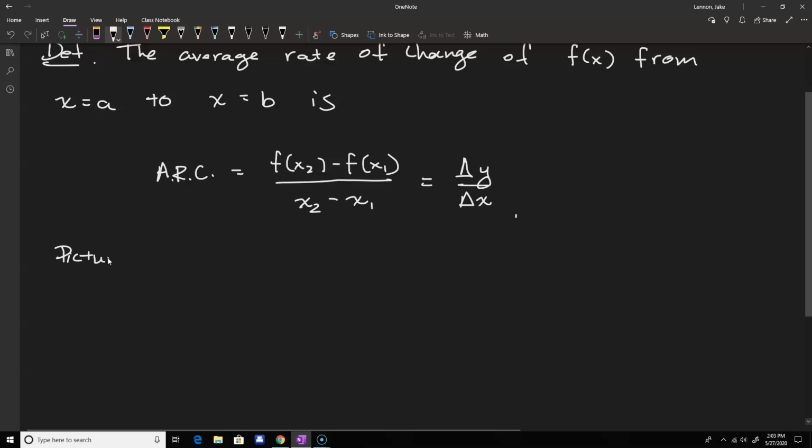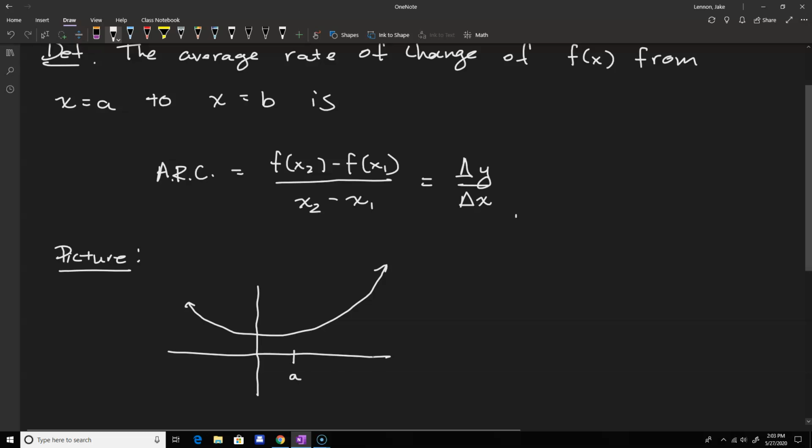I'll just do a general picture of maybe something that looks like a parabola. You might have something like this. This is your function. And you've got your two values. Let's say a is right here and maybe b is here. So you find your points. So these points would correspond to y values over here, your f of a and your f of b. Sorry, I said a and b and I wrote x1 and x2. So let me be consistent. Let me change these to a and b.